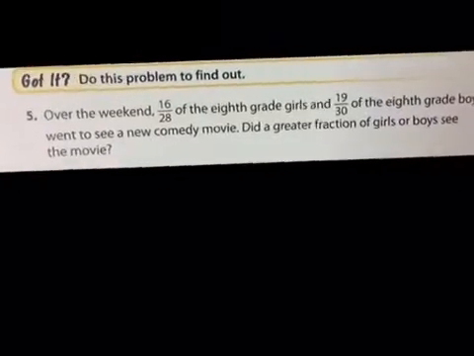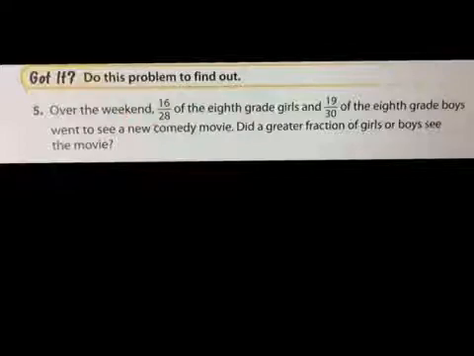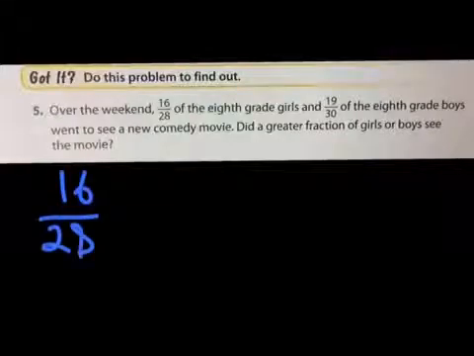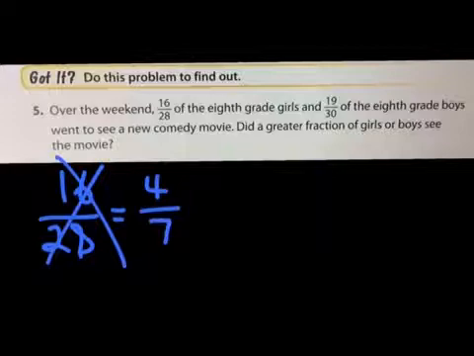Now let's take a look at this word problem. I believe we have to compare like we've been doing so far. Let's read it. Over the weekend, 16 out of 28 of the 8th graders, the 8th grade girls, and 19 out of 30 of the 8th grade boys went to see a new comedy movie. Did a greater fraction of girls or boys see the movie? What I'm going to do is keep them as fractions, but I'm going to take the 16 over 28 and simplify. If I divide them both by 4, I get 4 over 7. And now I'm going to work with the 4 over 7 and compare it with the 19 over 30.